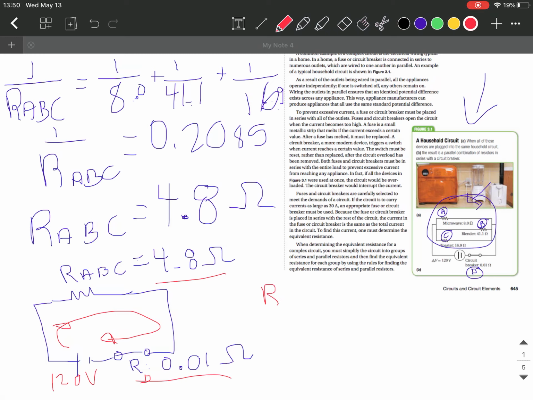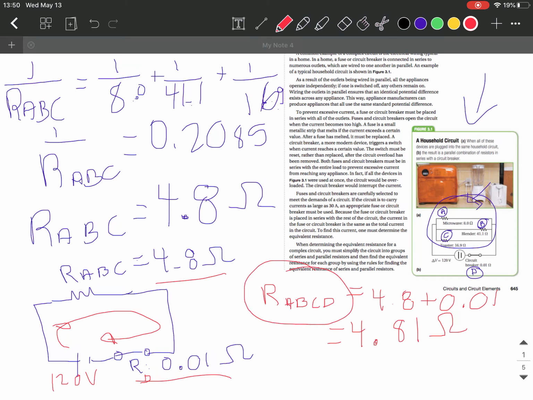So my equivalent resistance of A, B, C, and D, that's when I know I'm done, when my R has all of the letters involved in the circuit, is going to be, since it's series, just adding 4.8 plus 0.01, which is 4.81 ohms. And that's the equivalent resistance for the entire circuit.